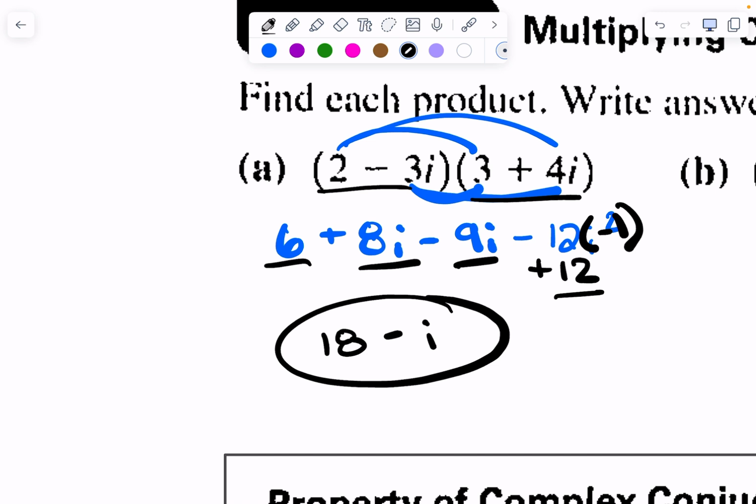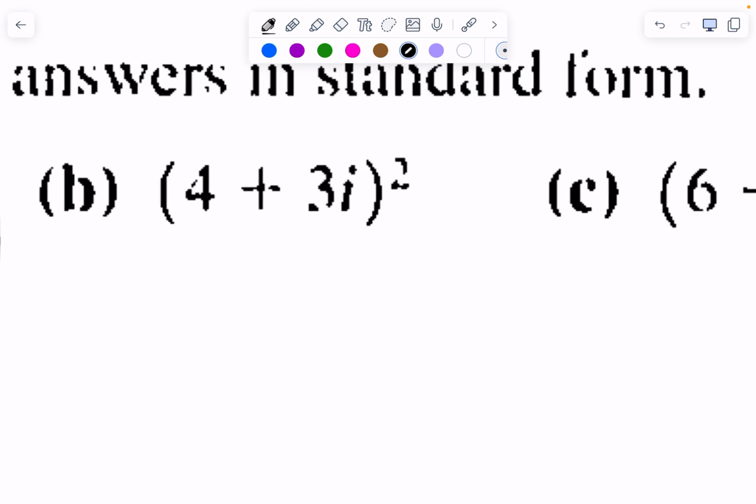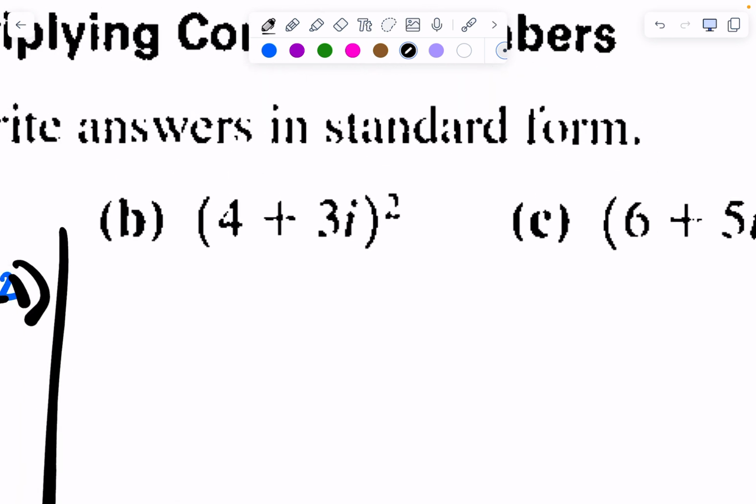Yes? Okay. Beautiful. All right, now, what's the difference in part B? To square something means to multiply it by itself. So 4 plus 3i, we're multiplying it by itself, okay? All right, you want to try it on your own? Do this real quick on your own. I'll start in like 10 seconds, or I'll just go and then you can check your answer with me.